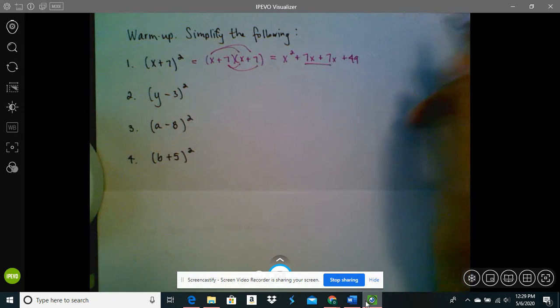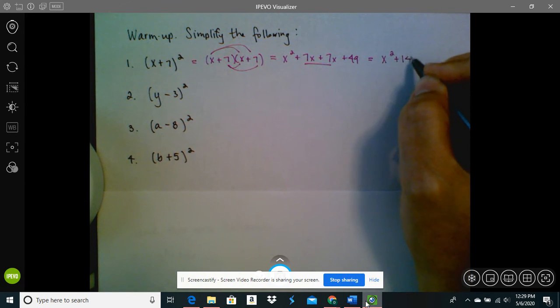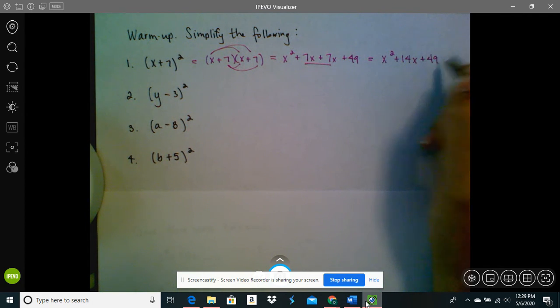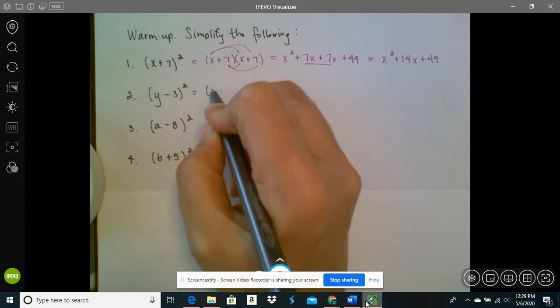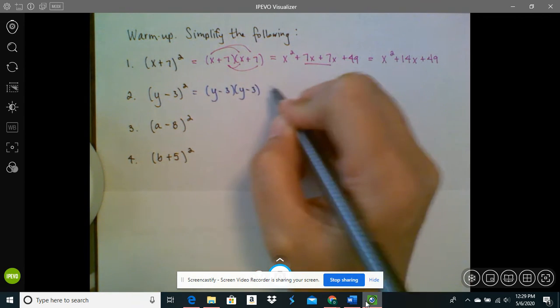We notice that there are like terms in the middle, so combining them gives us 14x. Our final answer is x squared plus 14x plus 49. All right, pretty straightforward. Now let's look at number 2. I have y minus 3 squared. So remember, this is going to be y minus 3 times y minus 3.